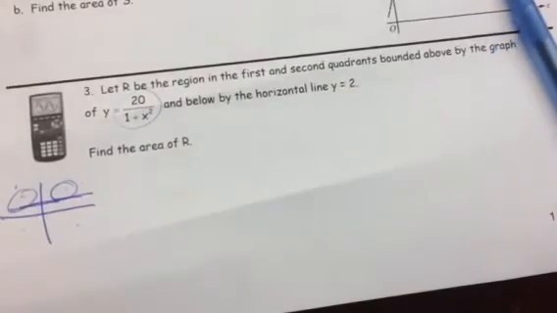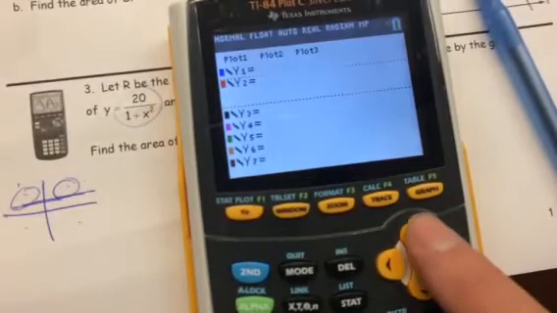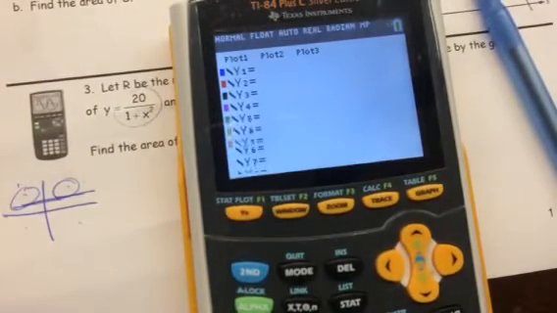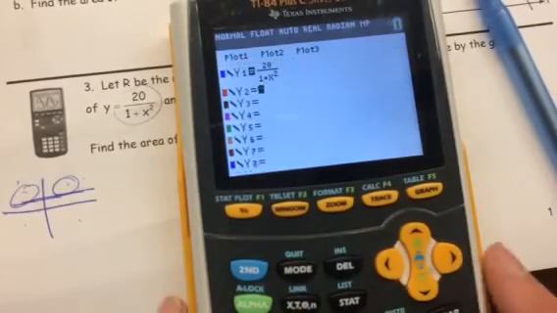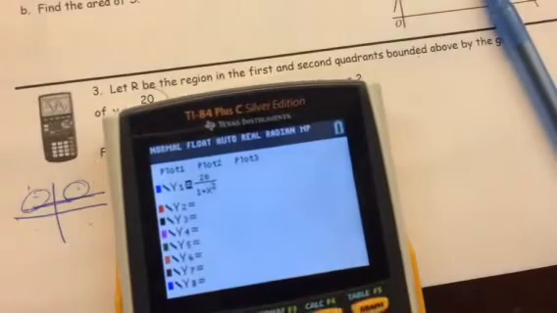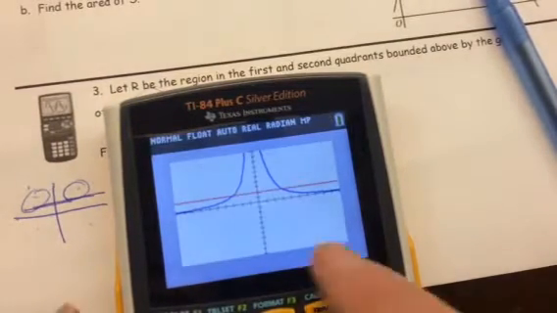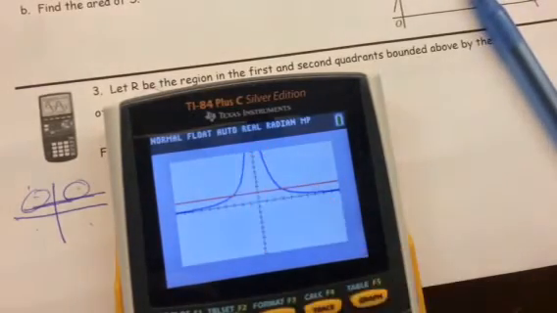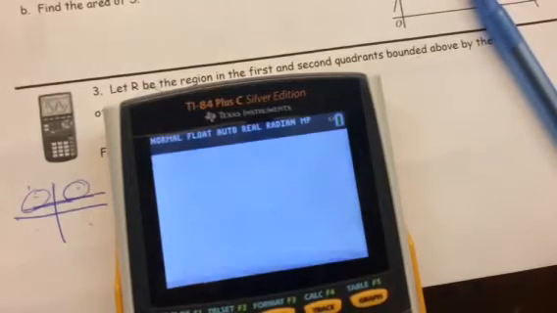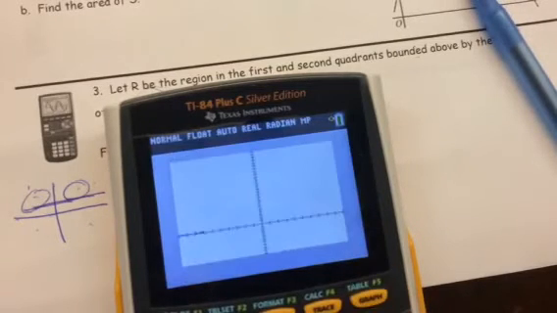So this is when we really just want to graph it. It's a calculator problem, so we just do it. We're going to be graphing y equals 20 divided by 1 plus x squared. And the other line that we're supposed to be using is y equals 2. So we're going to use that also. And when we graph them, it's the area in the first and second quadrants bounded by these lines. I'm going to zoom out a little bit so we can see what's going on up there. So I'm going to change my window so it goes up to 25 as my y max. And now we can see there's this nice piece of area.